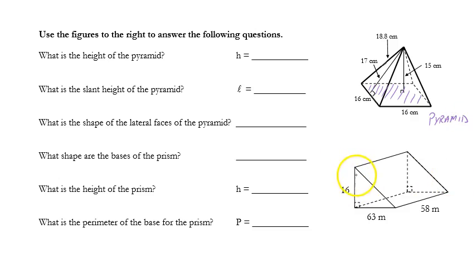Whereas this has two bases. Base does not necessarily mean bottom. It's your opposite, parallel, congruent faces. That makes this a prism, two bases.